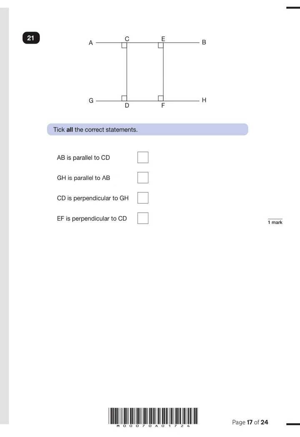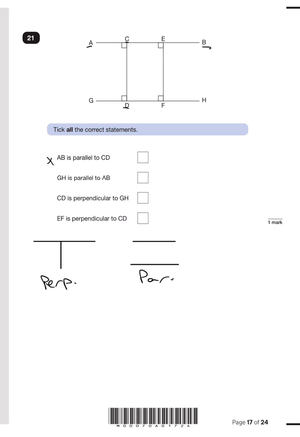Number 21. Tick all the correct statements. AB is parallel to CD. If you've got a line like this, that's perpendicular. If you've got a line like this, that's parallel. So perpendicular and parallel. So AB and CD, that looks perpendicular, so it's not parallel.